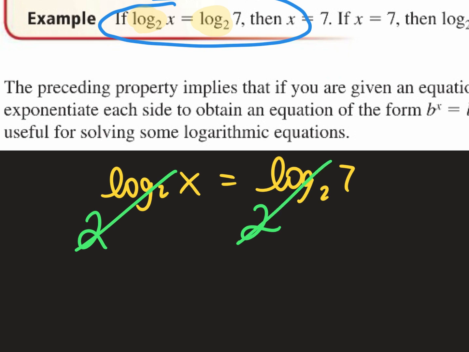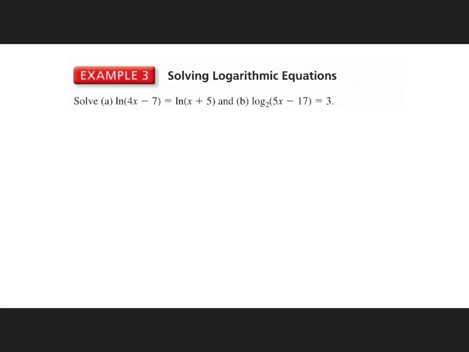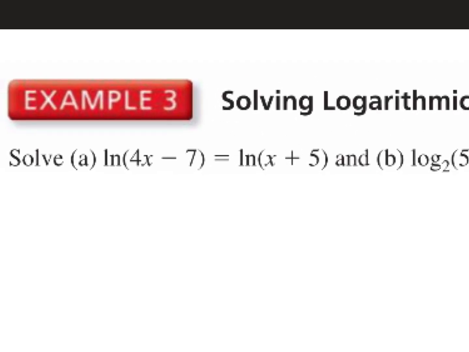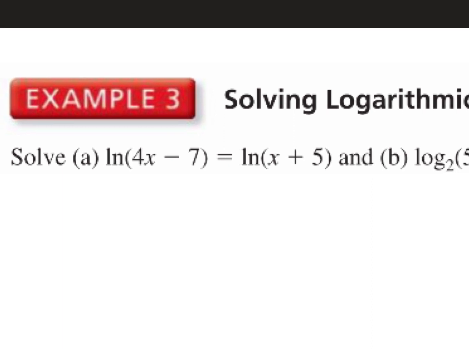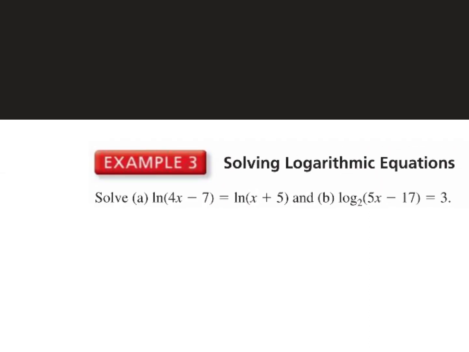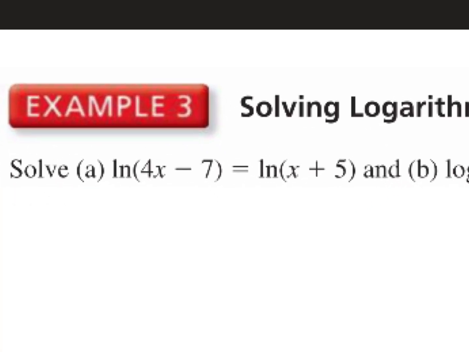So if you have the same bases on either side, or you have the same log on either side, they can cancel. So let's talk about this. All right, I have natural log of 4x minus 7 equals the natural log of x plus 5. Okay? Anybody notice anything? The ln's are the same, right? I have one on one side, one on the other. What can you do? You can cancel them out.